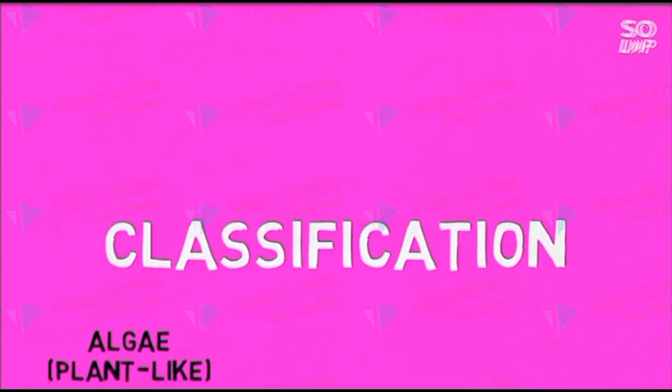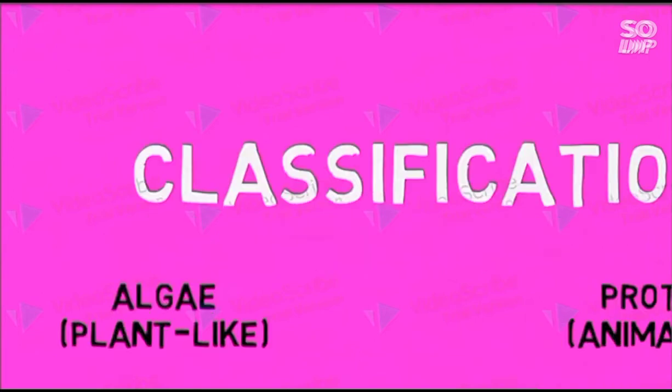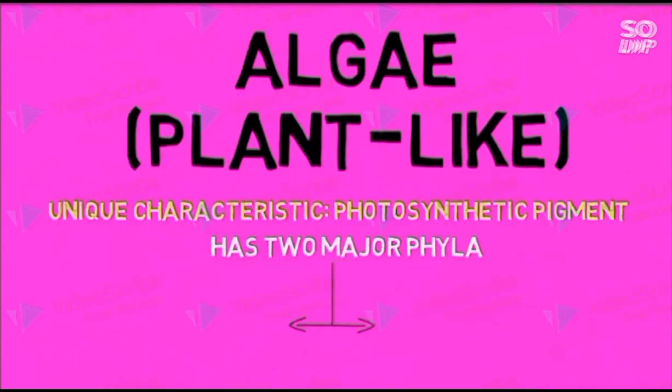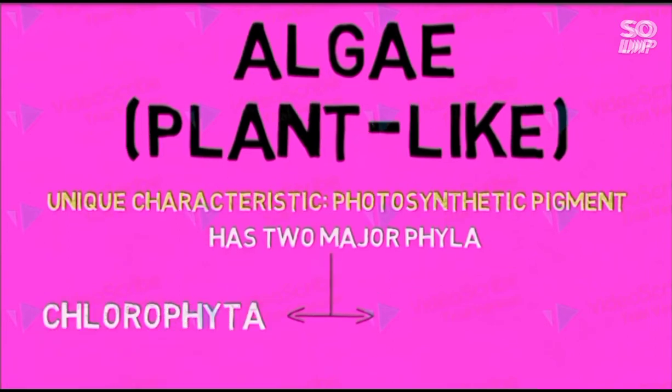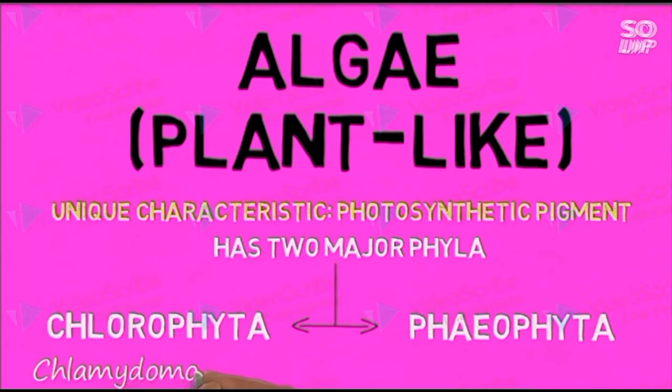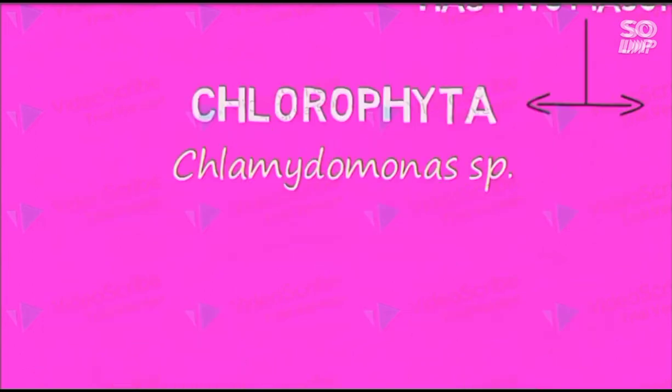Protista can be classified into algae, which are plant-like, and protozoa, which are animal-like. The unique characteristic of algae is its photosynthetic pigment. Algae have two major phyla, which are Chlorophyta and Phaeophyta. One example of Chlorophyta is Chlamydomonas, while one example of Phaeophyta is Fucus.